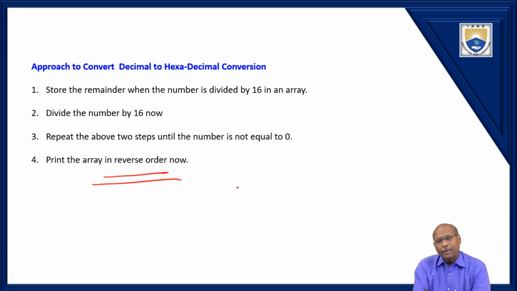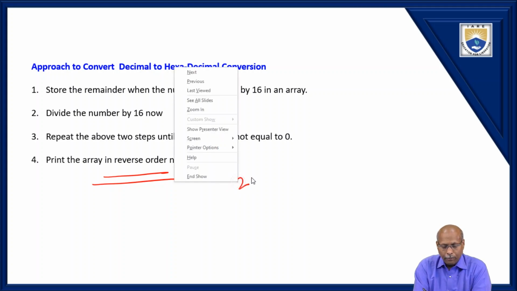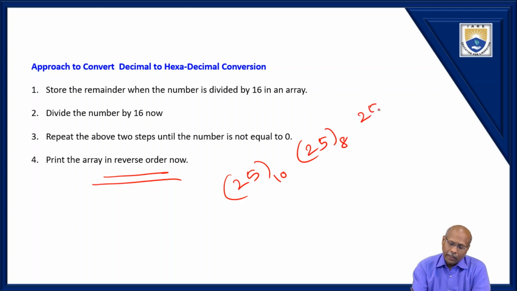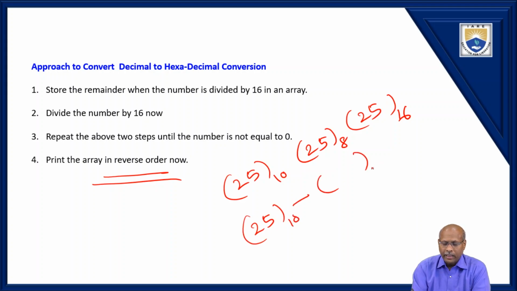For example, I will say 25. Now what is 25? It may be octal, maybe decimal, maybe hexadecimal also. So for that you should mention the base. If I write 25 with base 10, it is decimal. Same 25, if I write with base 8, this is octal. Same 25, if I write with base 16, it is hexadecimal. So if I give 25 in decimal format, then you give me the corresponding hexadecimal value. This is our requirement.